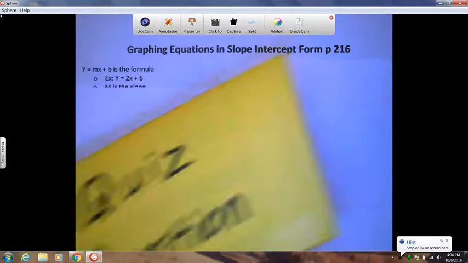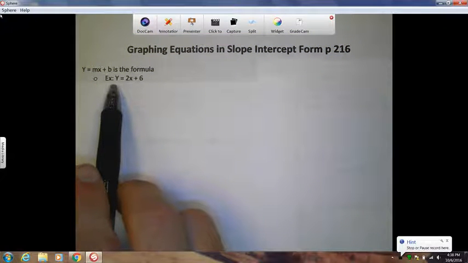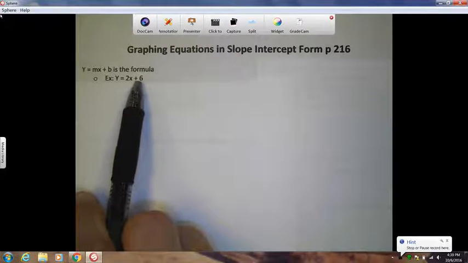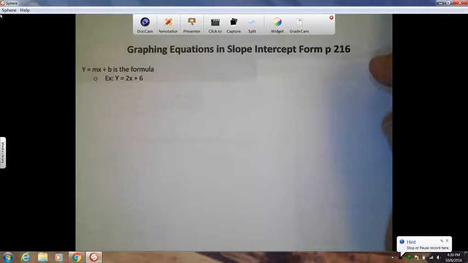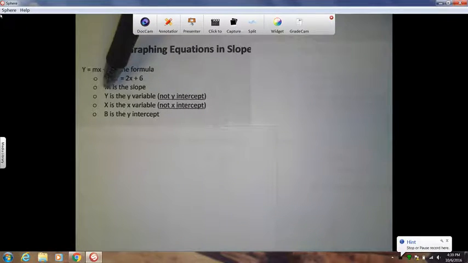An equation in slope-intercept form will look like this. You will have a y written down, so the letter y will be there, equals. You have a value for m, which is slope, then you have the letter x, then you have plus 6, or whatever the y-intercept is. Here are the parts. M is the slope. In this case, 2 is the slope.